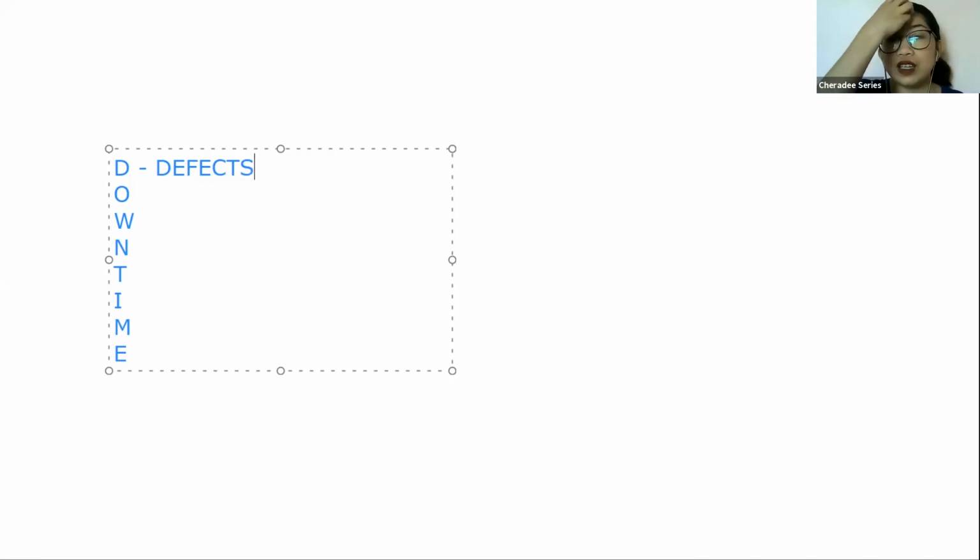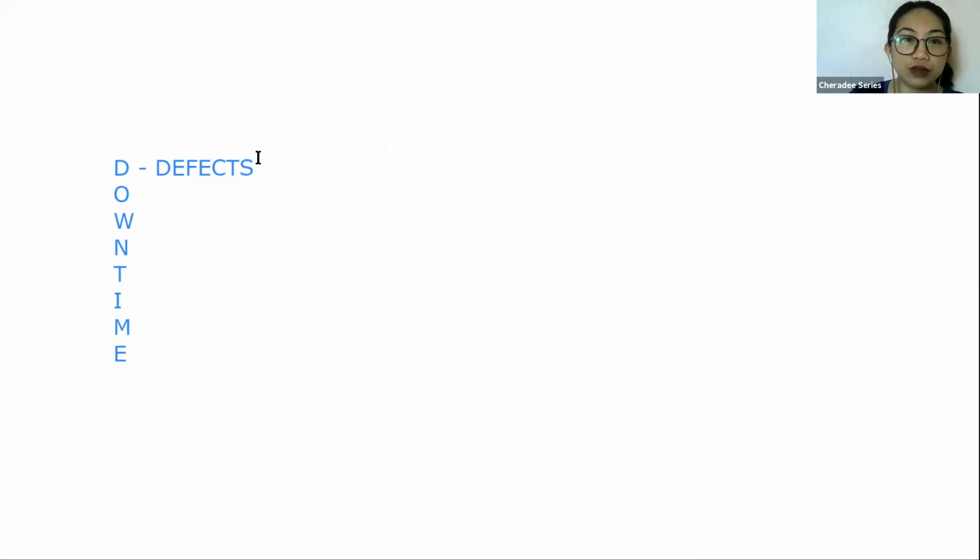Now, by the way, what's the difference between defective and edit ra ba na nako? Oh, hindi ko ka-edit na ato.